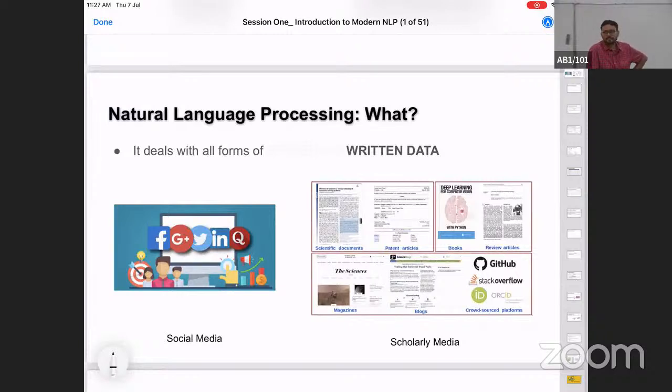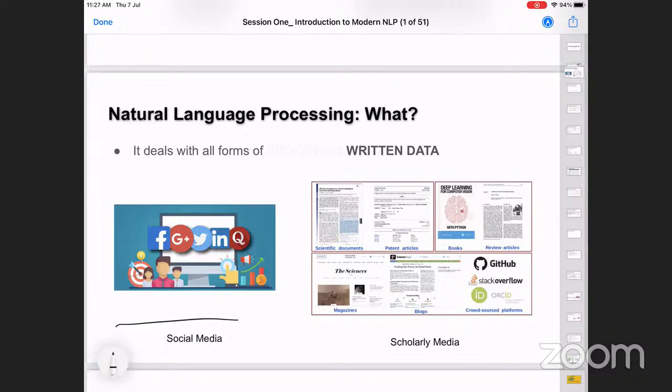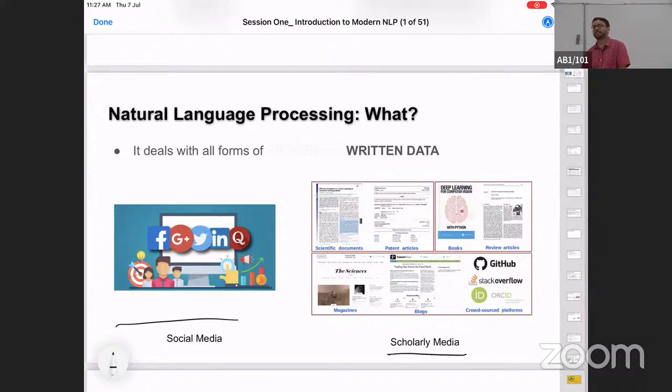Let us just talk about the written data. Written data is everywhere. All these social media is full of written data, right? You have a lot of scholarly media also. Scholarly media means scientific research papers. You have patent articles, books, review articles, scientific magazines, scientific blogs, and crowdsourced platforms like GitHub and Stack Overflow, right? All these are data sources for written data.